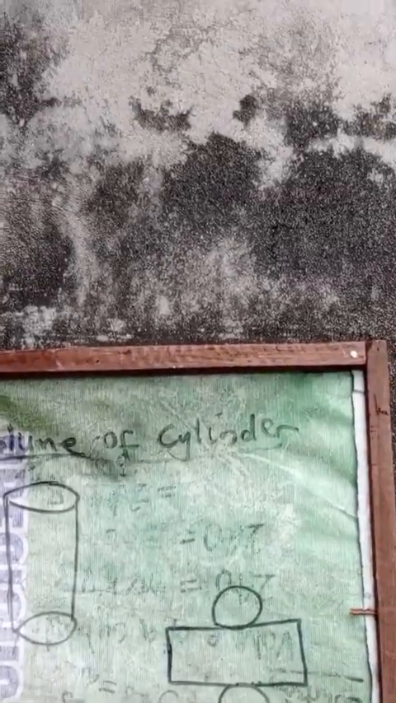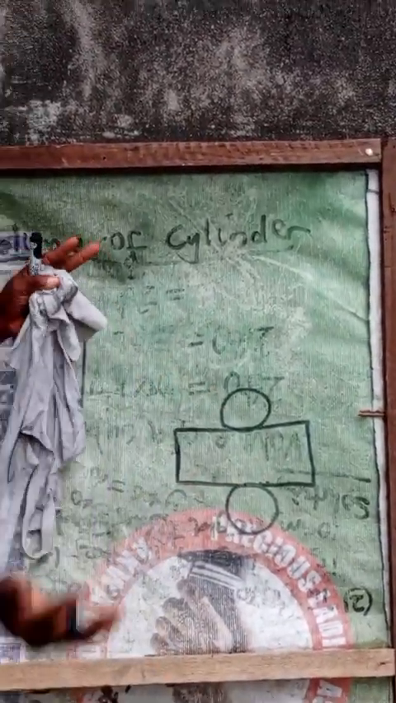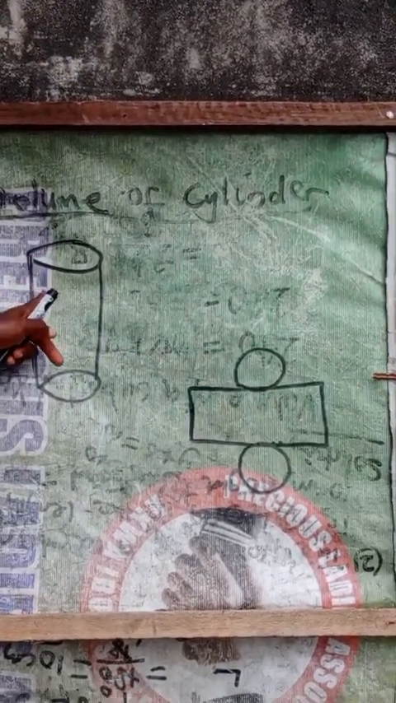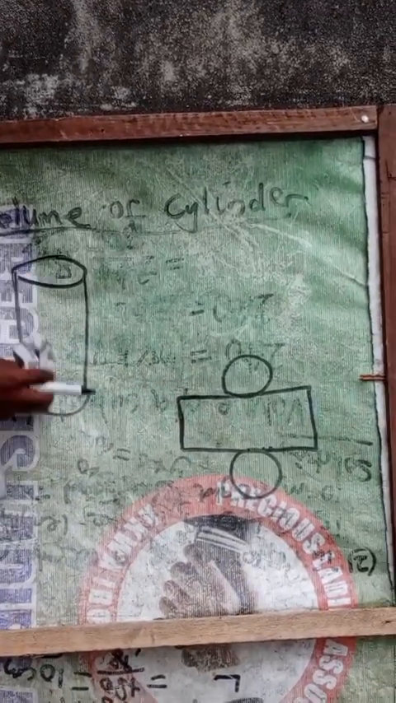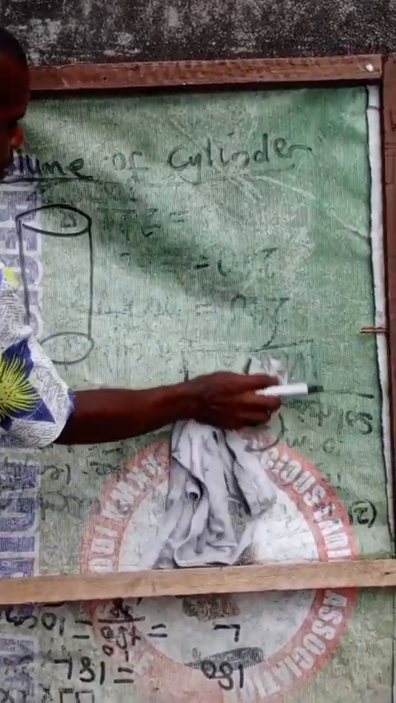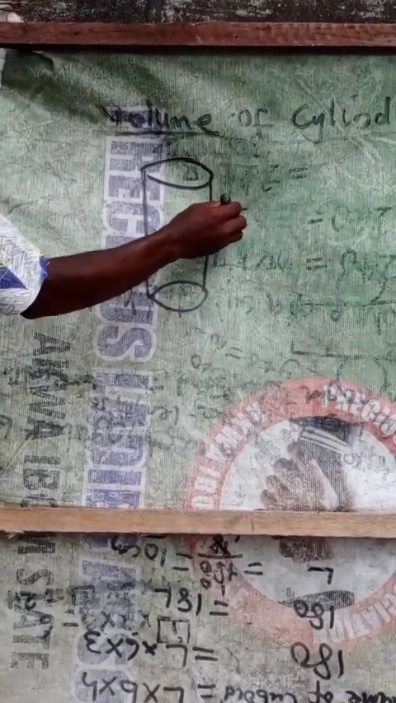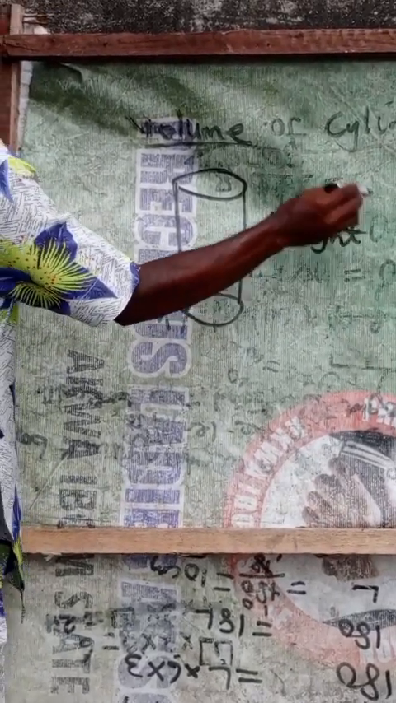Of this cylinder. By the time you bring this one together, then you take it off the bottom, then you close it, it will give you back this shape. So this is the length of this shape. You have to listen. This part of the cylinder is called height.